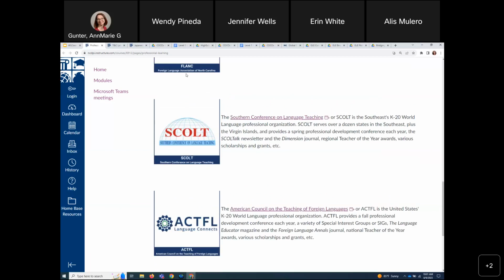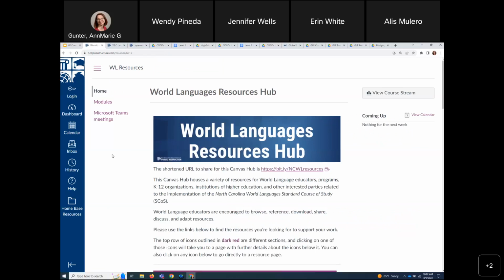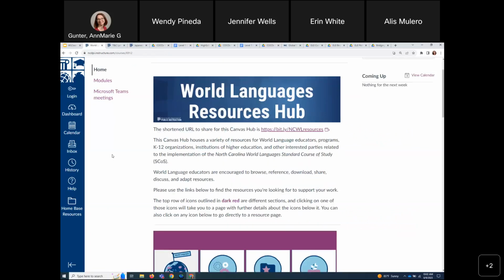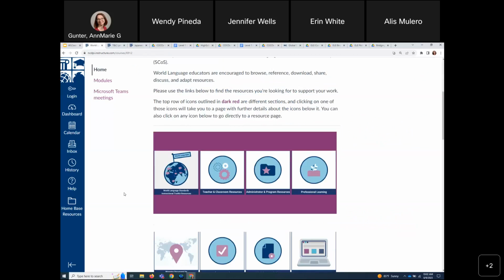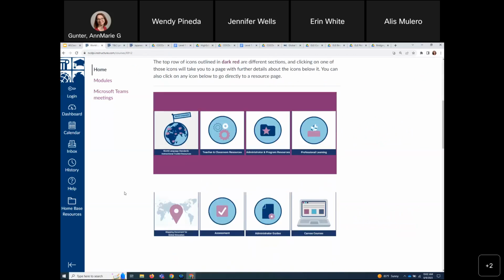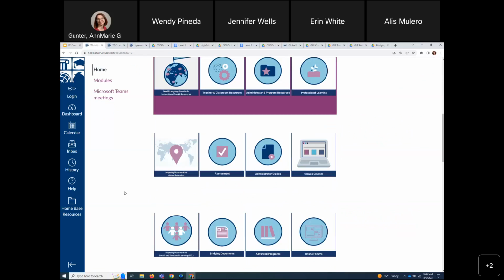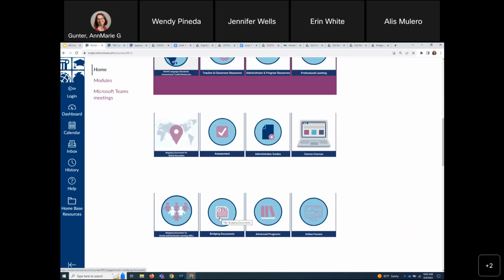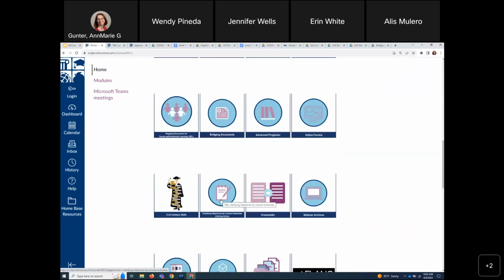If I click on the home button at any time when I'm in the hub, and that's on the left-hand side, as you can see there, I click on that and it takes me back to the landing page, which is kind of where we started with our work this morning. And you can see then some information about it. You see the 4 main categories, and here you see beneath each one the links to the pages that we talked about. So there you see the administrator guides that we went to first under administrator and program resources, the bridging documents page under teacher and classroom resources, and the COCOs page there, along with many, many other ones beyond our A, B, C, and D.